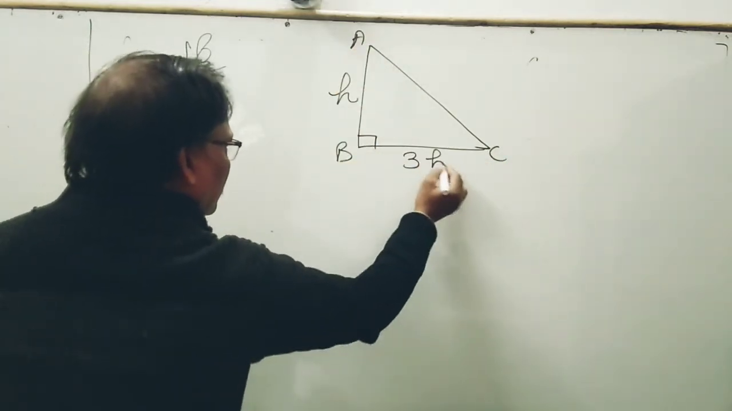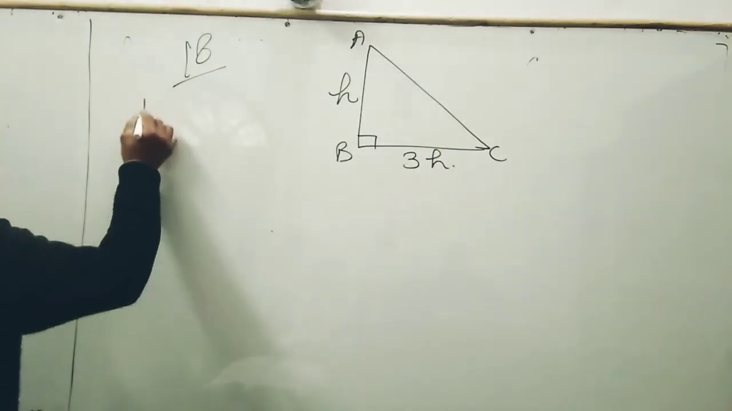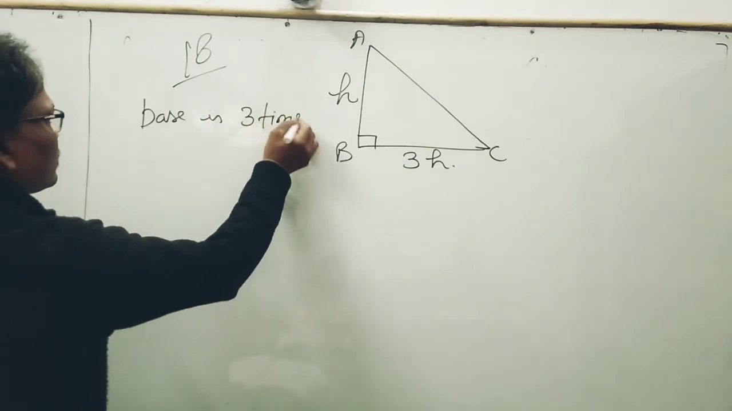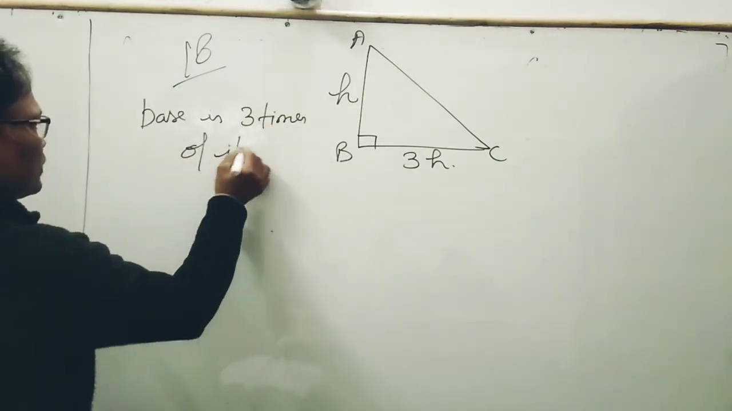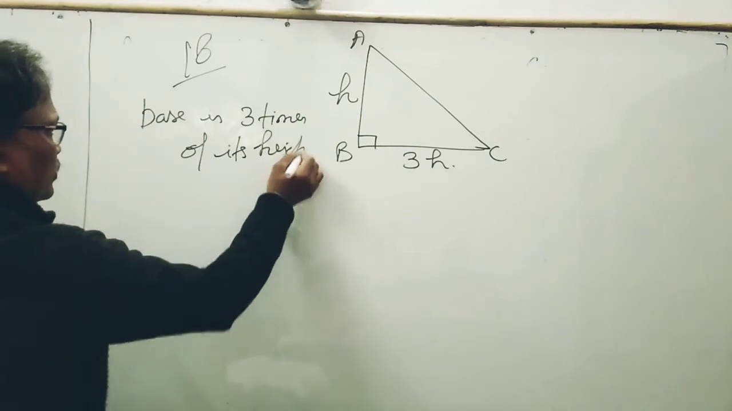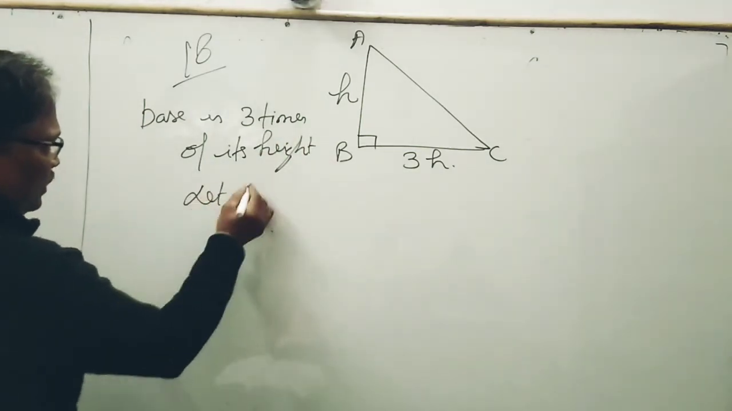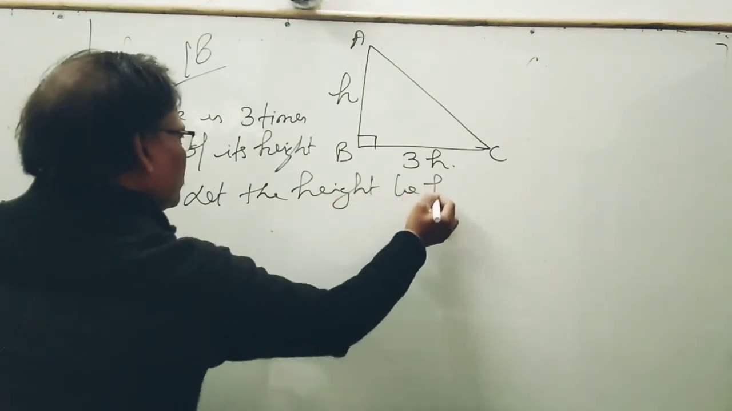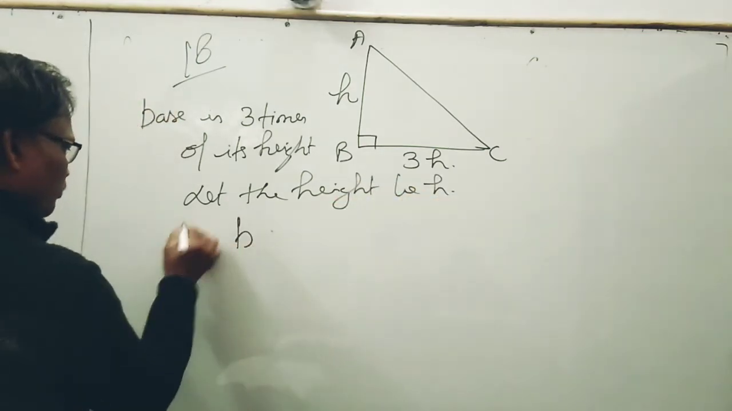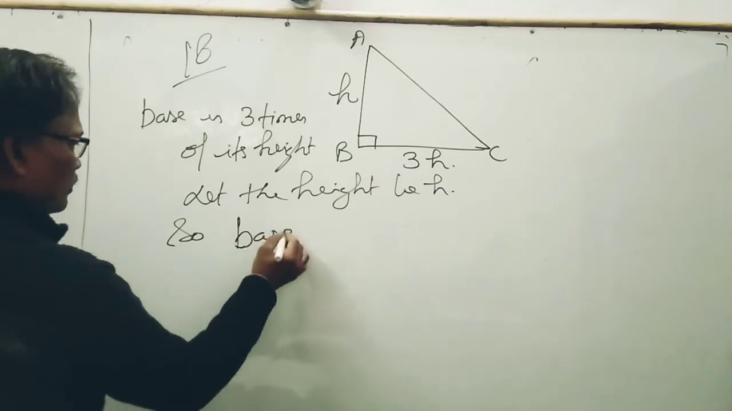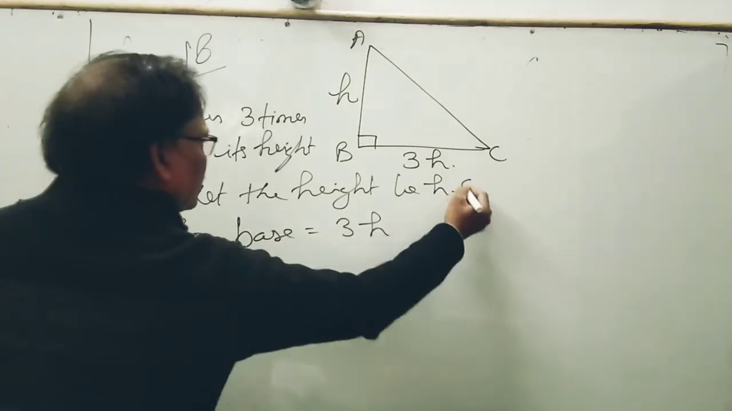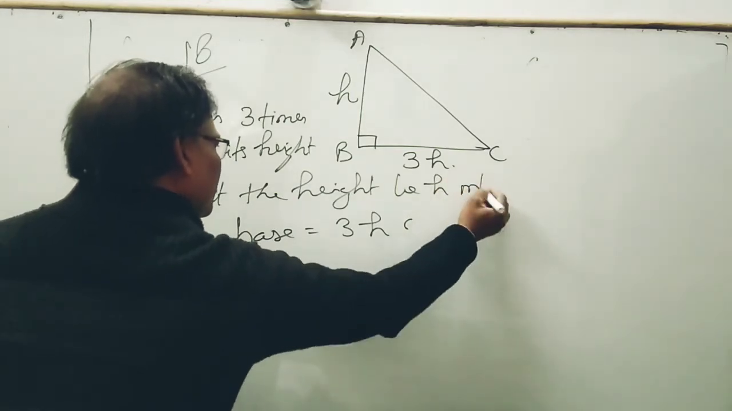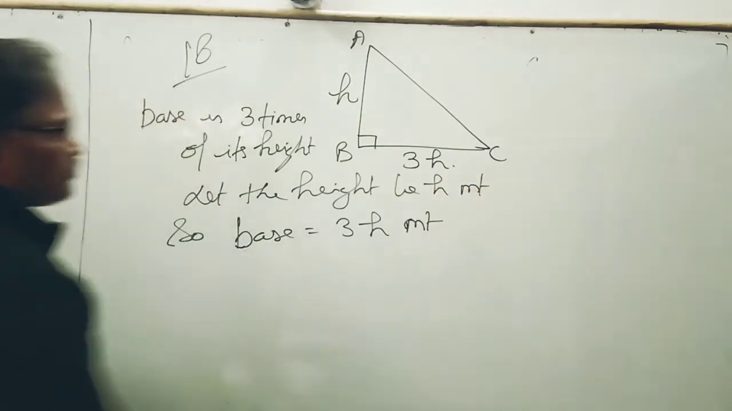The base will be 3h because the base is given 3 times of its height. It is given in the question. So let the height be h. So base will be 3h. मीटर में ये triangular field है तो it will be in meter. तो मीटर.